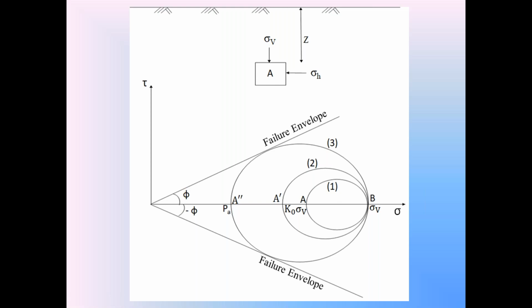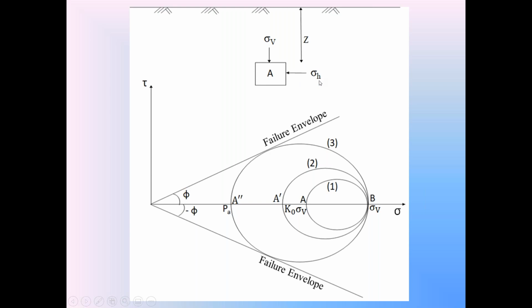But in the active condition, the retaining wall is moves away from the backfill. When the retaining wall in the active condition moves away from the backfill, the vertical stress in that element remains constant. So point B is the vertical stress, the major principal stress, and it remains constant, no change in the vertical stress. But when the retaining wall moves away from the backfill in the active condition, sigma h gradually decreases. The horizontal stress gradually decreases in the active condition.